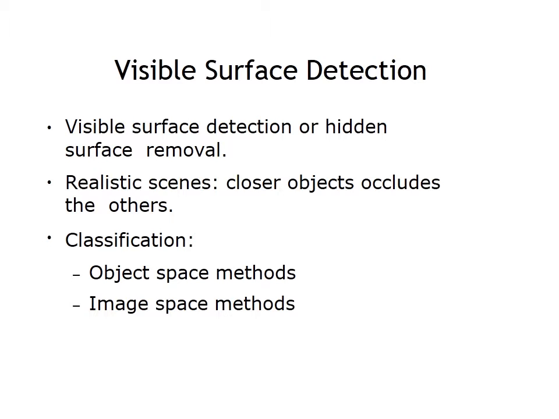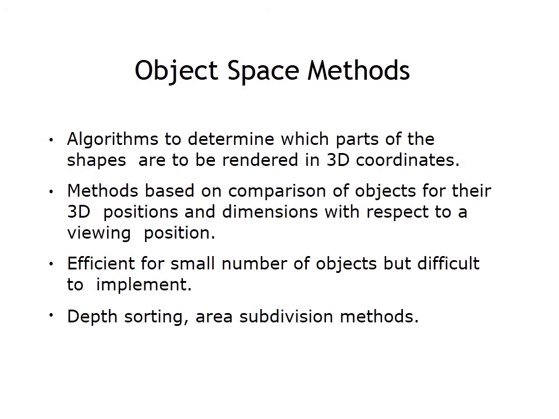An object is what we have in 3D, which can be viewed from various angles and parts, and an image is in 2D. As we studied in the projection part, we can convert 3D to 2D using projection. So there are two types of methods, object space and image space, and visible surface detection can be done in various ways.